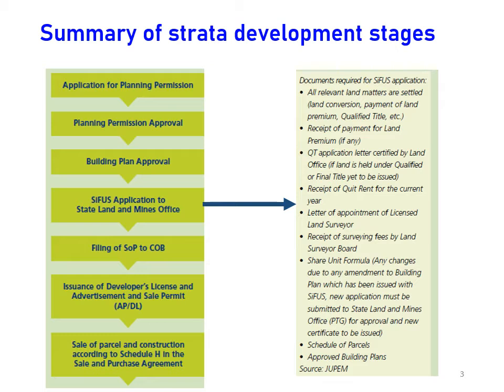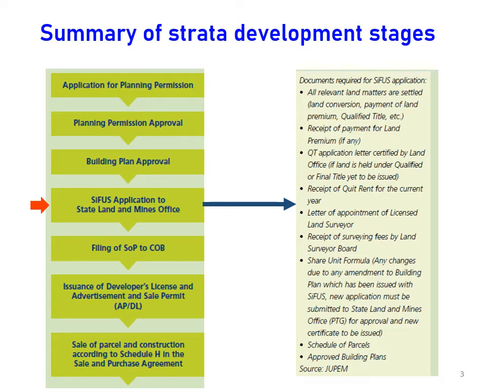Okay, it starts with the application for planning permission. So planning permission in KL is known as development order. Okay, so planning permission from whom? From the local planning authority. So the next stage would be the planning permission approval from the local planning authority, and then we have the building plan approval from the building unit of the local authority, and then finally they will prepare SIFUS, the Sigil Formula Unit Share, whereby the SIFUS application is made to the State Land and Mines Director.